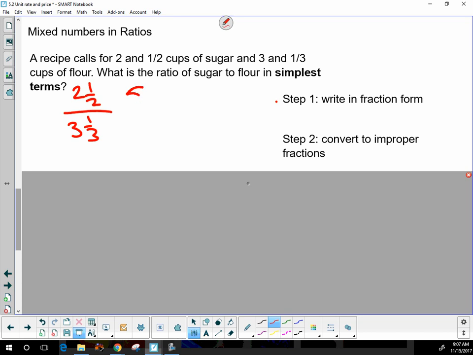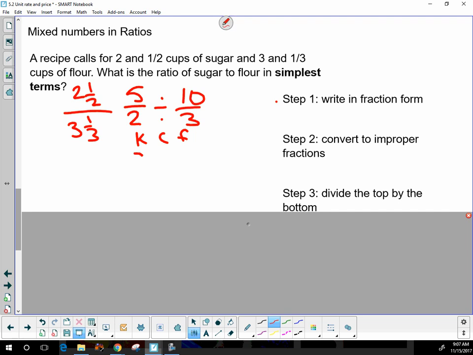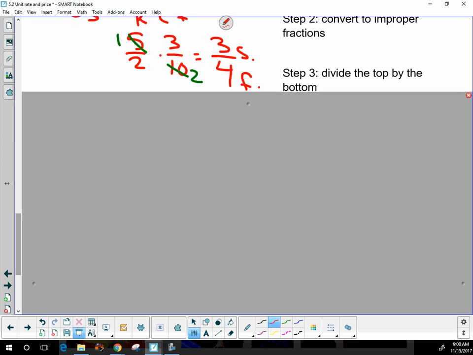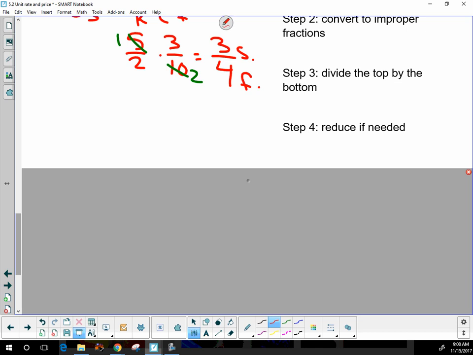So I'm going to have 5/2 divided by 10/3, right? Keep, change, flip. And now I can cross cancel. So 5 divided by 5 is 1, and 10 divided by 5 is 2. So I've reduced things already, and I end up with 3/4. Now remember, it's not 3/4 because it's 3 cups of sugar to 4 cups of flour. Reduce if needed. We didn't need to.